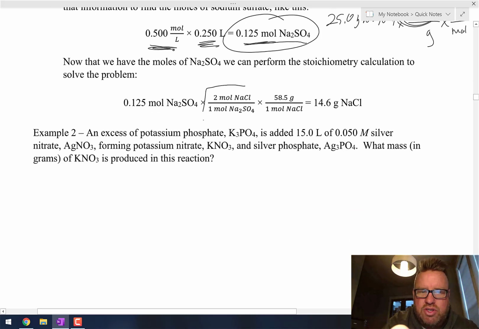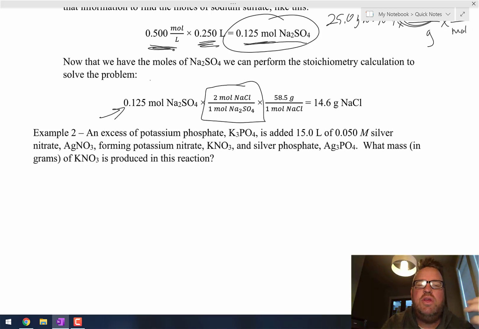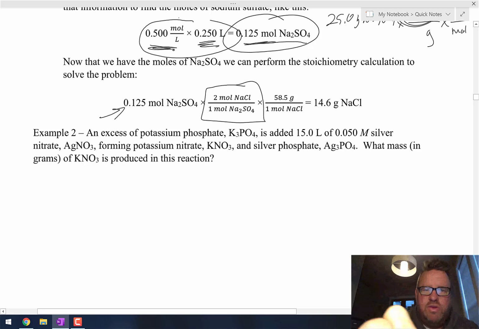So there's our stoichiometry setup. The only thing that's changed is at the beginning: how do you get to moles? You can convert grams to moles. You can use PV equals nRT to get moles. And now we know we can use the volume and the concentration of a solution also to get moles.